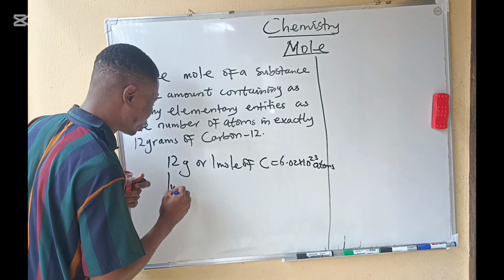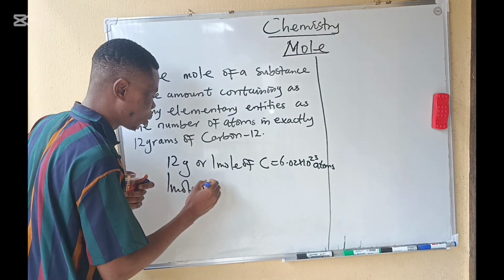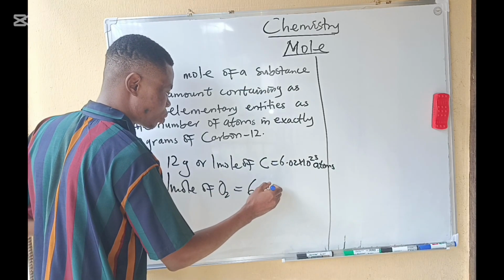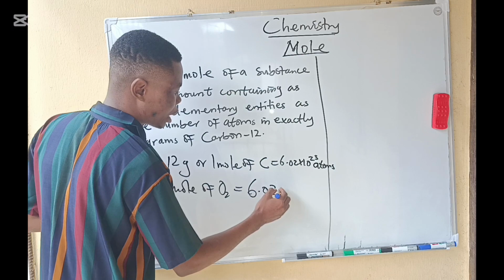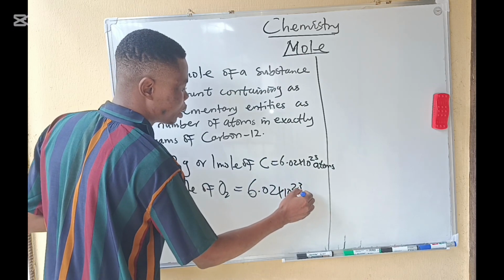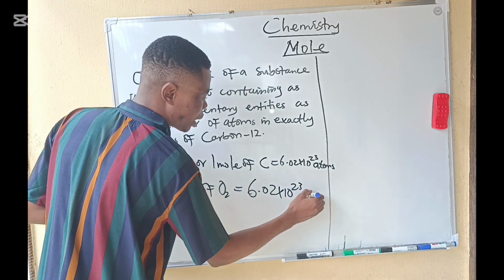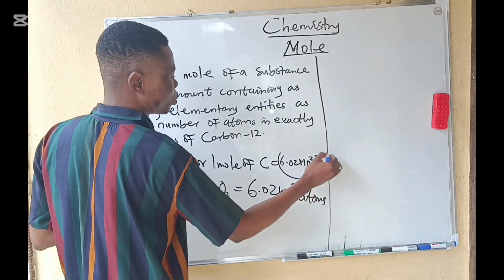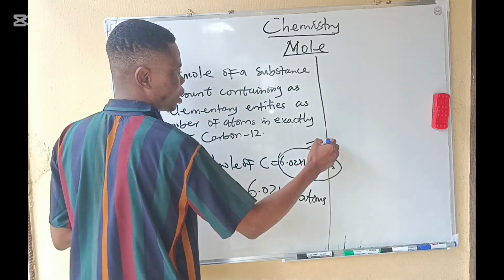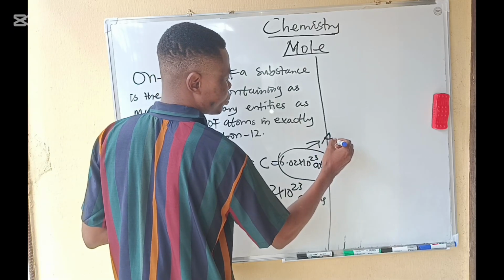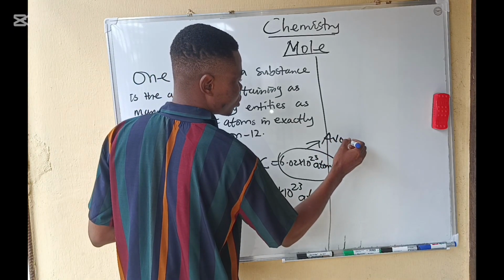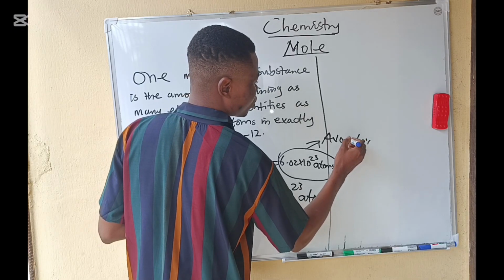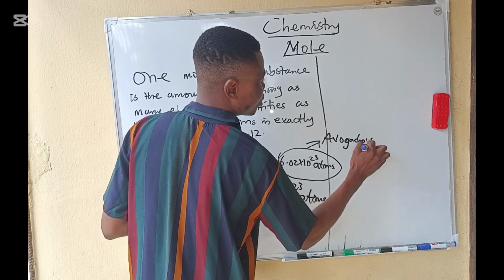1 mole of oxygen O2 will give you what? It will give you 6.02 times 10 raised to the power 23 atoms. And this number that I am showing is also known as what? Avogadro's number. This is Avogadro's number.